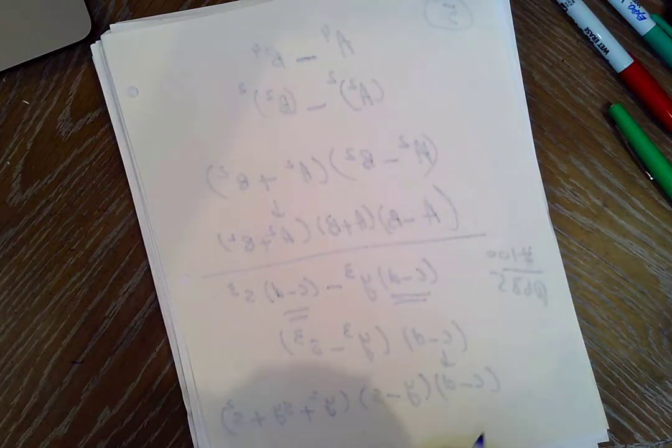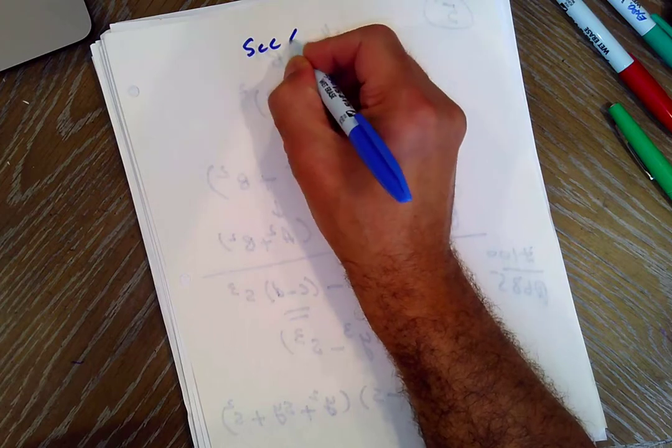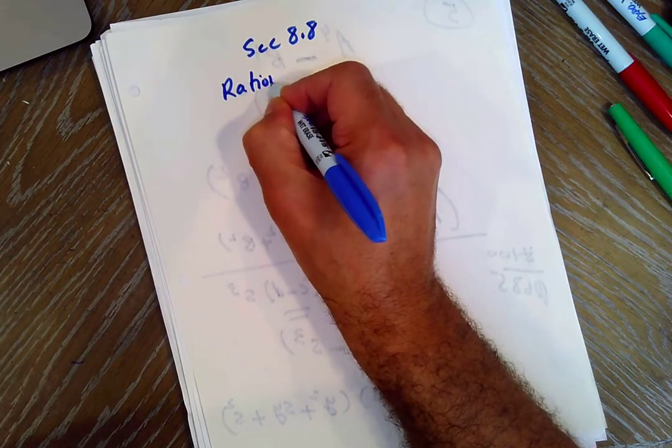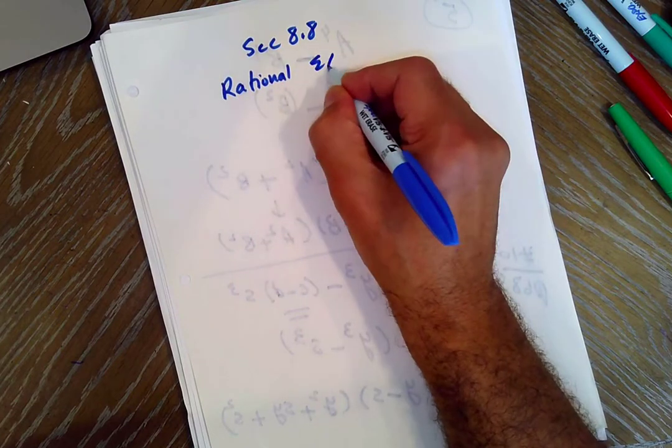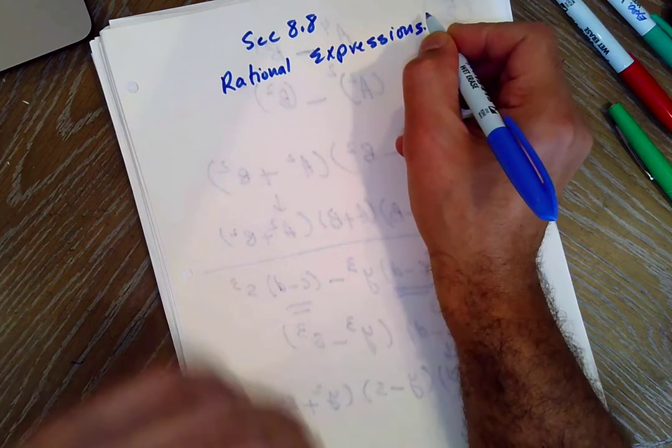So after reviewing factoring in 8.6 and 8.7, today we're going to review 8.8, which is rational expressions. Again, this is all a review from beginning algebra, a review of rational expressions.